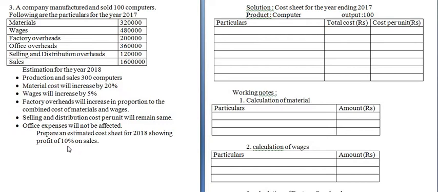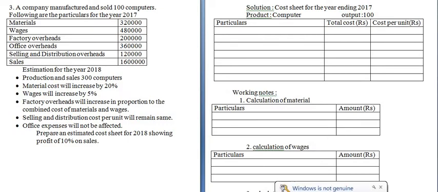So first we will prepare the cost sheet of the year 2017. Write down the heading: cost sheet for the year ending 2017. Next line, product is computer, and in the year 2017 output is 100. So write output and 100. Now make three columns: particulars, then total cost and then cost per unit. Now we will begin to solve.